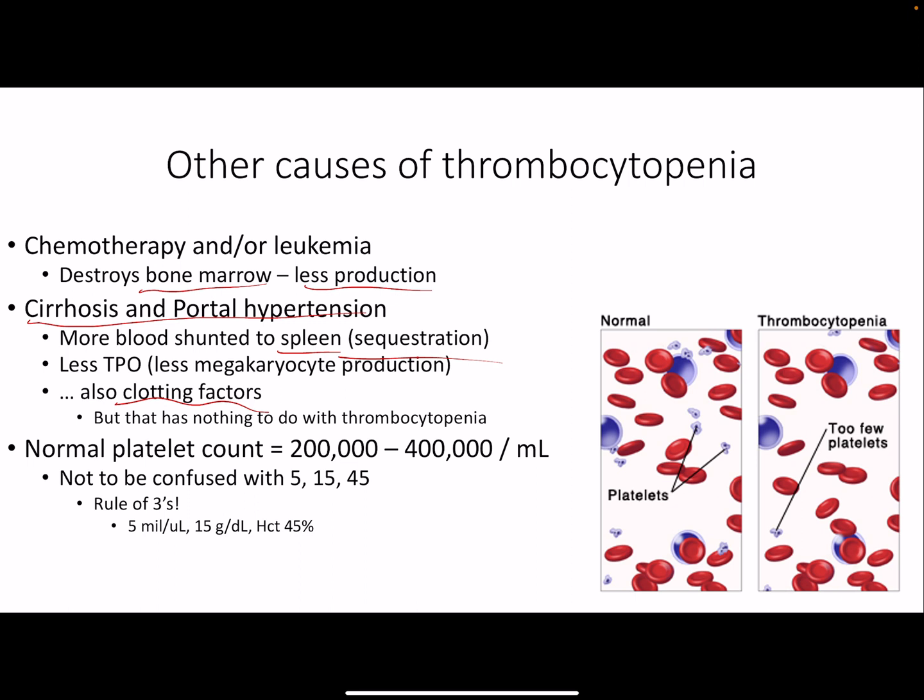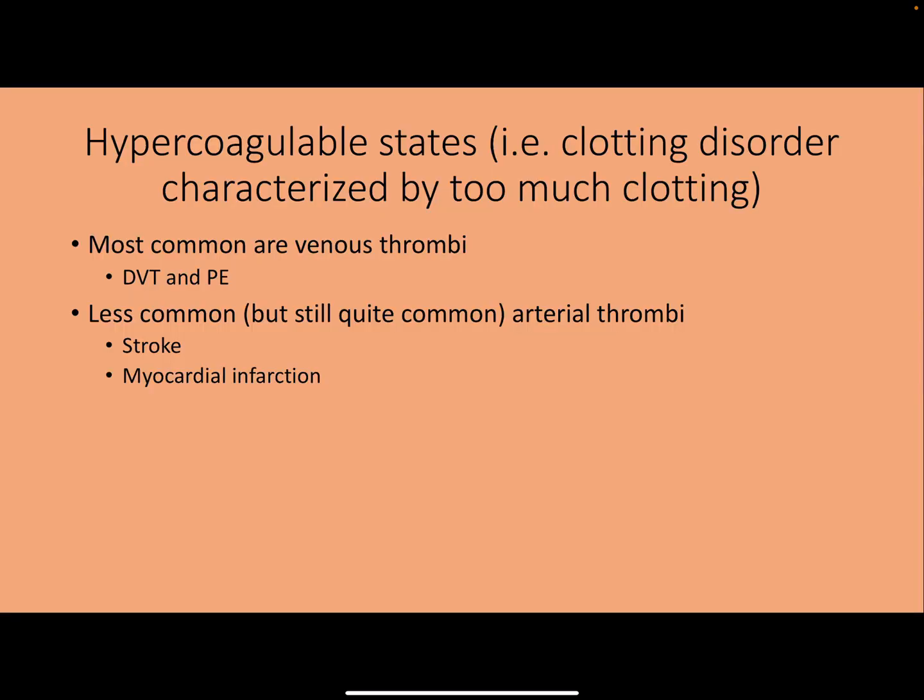Not to be confused with, and I think very important to know, which is why I mentioned here, the 5, 15, 45, the rule of 3. So red blood cells should be at about 5 million per microliter in the vasculature. Hemoglobin should be 15 grams per deciliter, and the hematocrit should be about 45%. So 5 times 3 is 15, 15 times 3 is 45. All of these are more or less normal values, which is separate from, but not necessarily more important than, knowing the platelet count, which should be about 200 to 400,000.